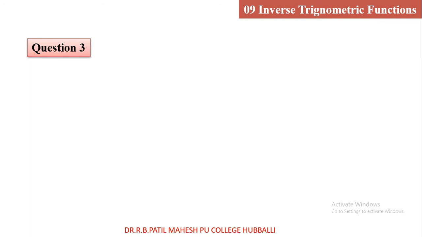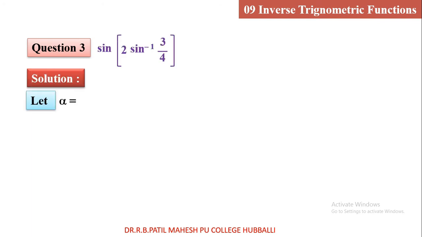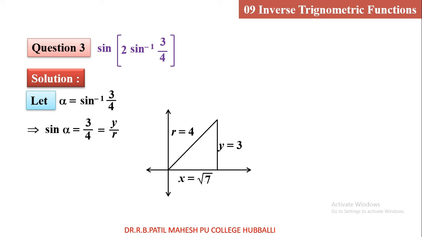Question number 3. Sin of 2 sin inverse 3 by 4. Again let me take alpha equal to sin inverse 3 by 4. So that sin alpha will be 3 by 4. And this is going to be considered as opposite divided by hypotenuse, that is y by r. And draw a right angle triangle. Hypotenuse is 4, opposite is 3, because given 3 by 4. Now using Pythagoras theorem, find out the adjacent side, so that you are going to get root 7 as adjacent side.